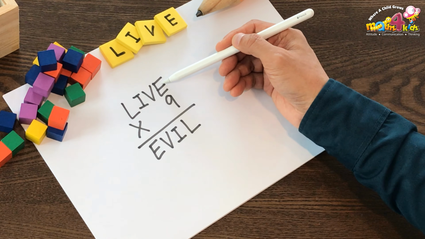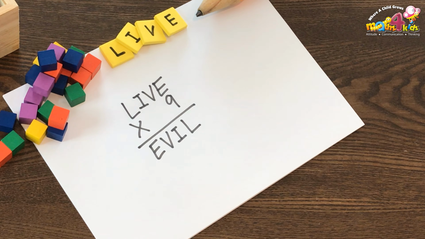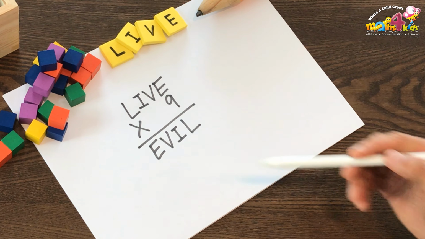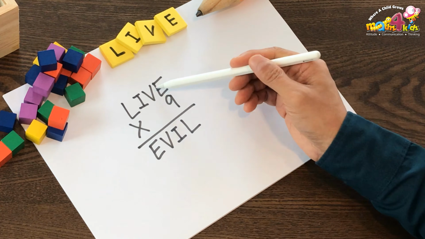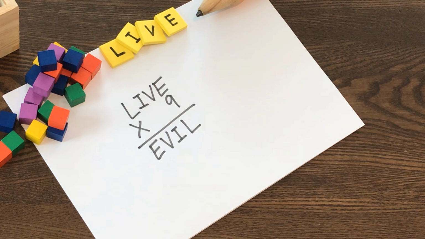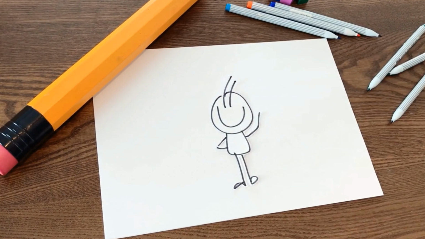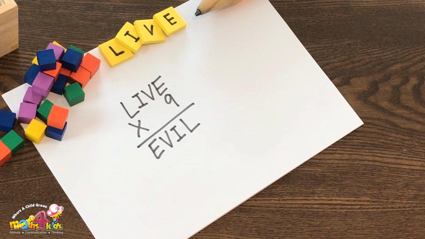And once we know what the letter E and the letter L stand for, can we figure out the letter I? What must it be? And then afterwards, the letter V. Why don't you give it a go before we look at the answer? What are the answers?